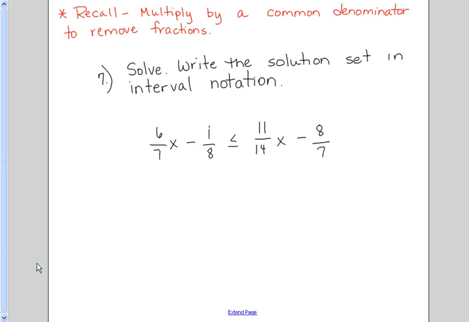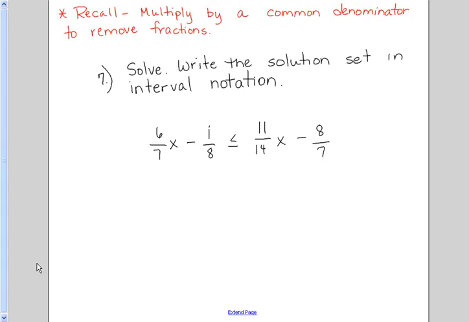Okay, number 7 is another problem solving inequalities that deals with fractions. Now you can solve these exactly the way that you would solve an equation that has fractions, and that is by multiplying by a common denominator.